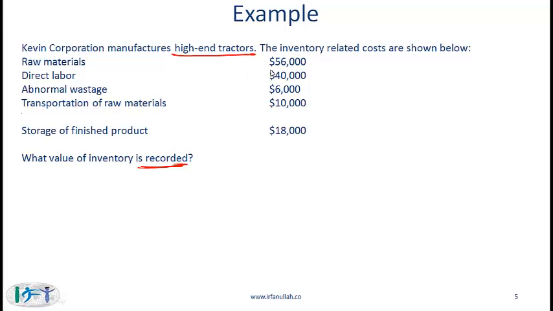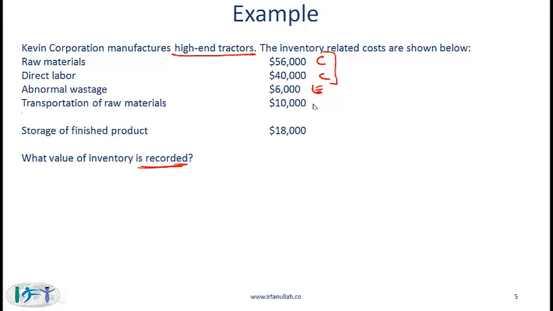Raw material is directly tied to the product, so this needs to be capitalized. Direct labor 40,000, this is capitalized. Abnormal wastage, let's say that one or two of your tractors are defective and need to be scrapped, so that cost is expensed. We are assuming here that this abnormal wastage cost is not already covered over here.